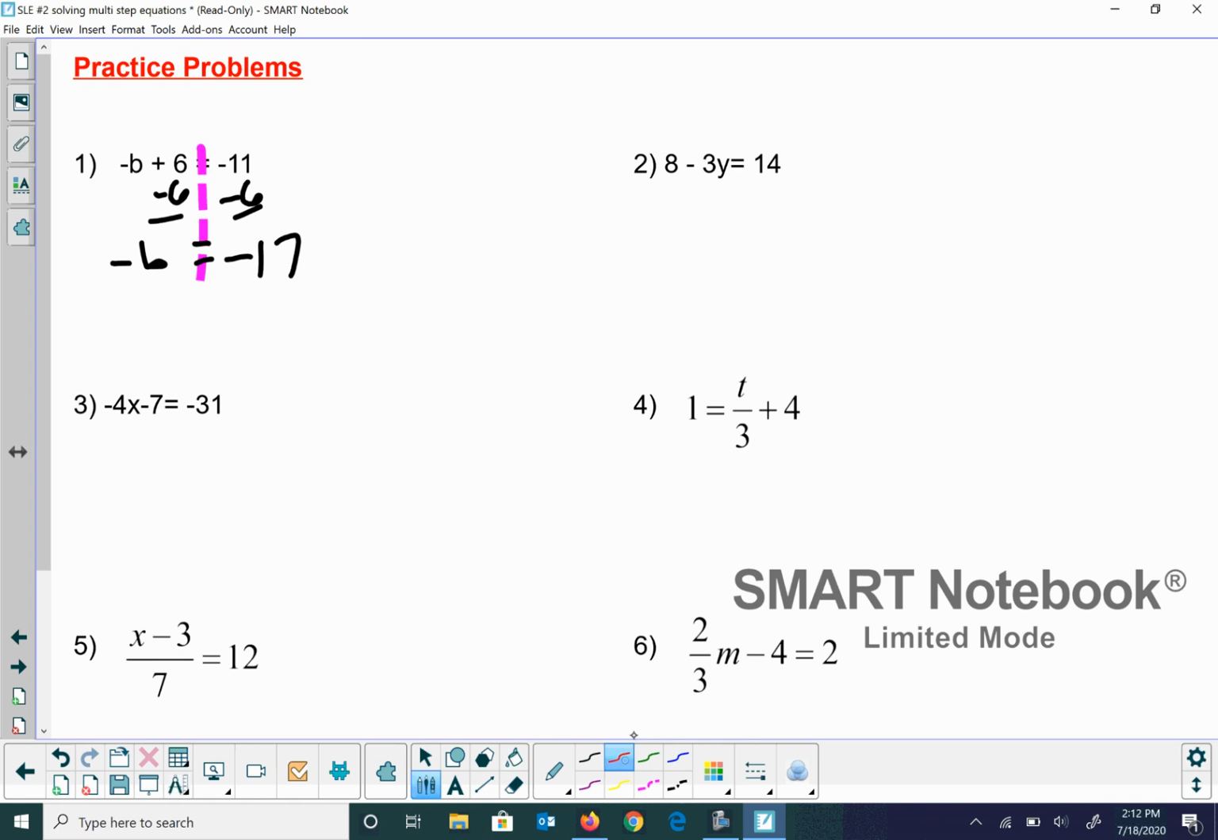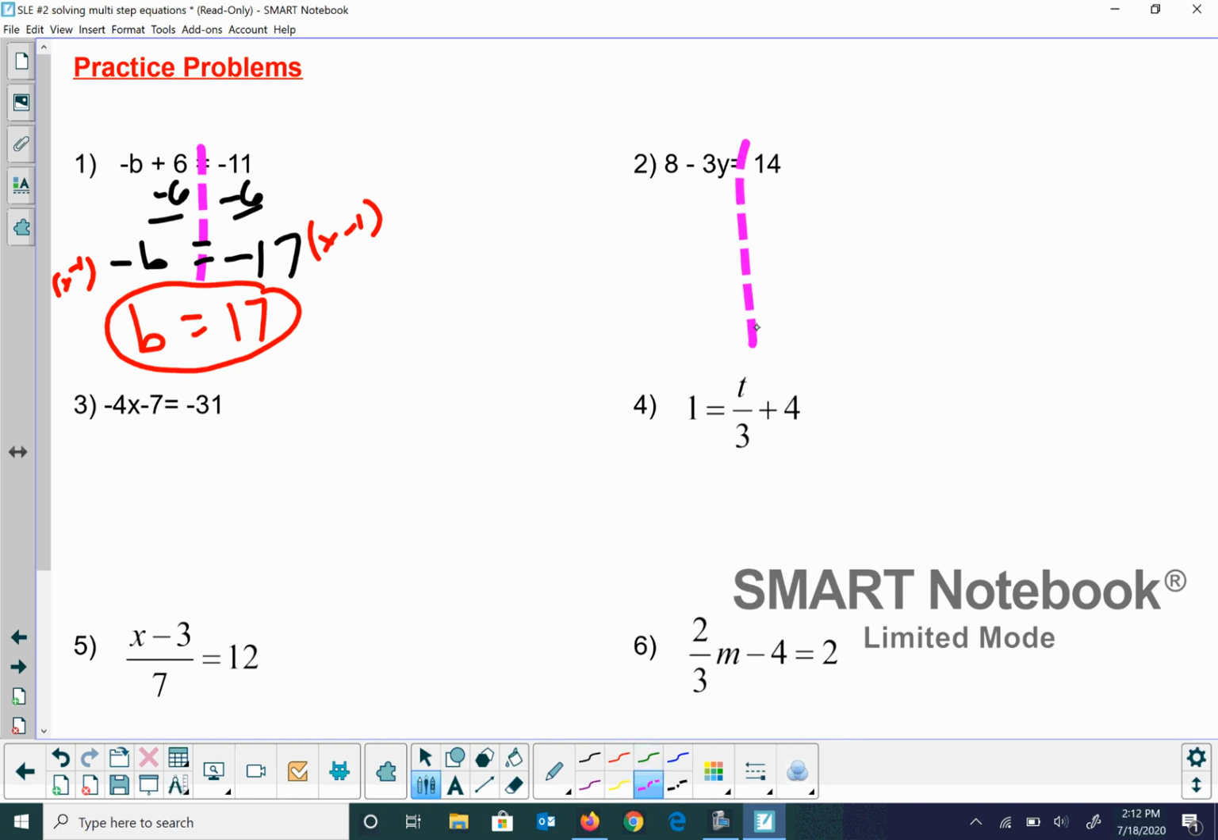And then remember, I don't want to have a negative variable. So I'm going to multiply each side by negative 1. If I multiply by negative 1, I get b, because negative times negative is positive. And look at this side. I have negative 17 times negative 1 is positive 17. If you plugged positive 17 back in there, it would totally work.